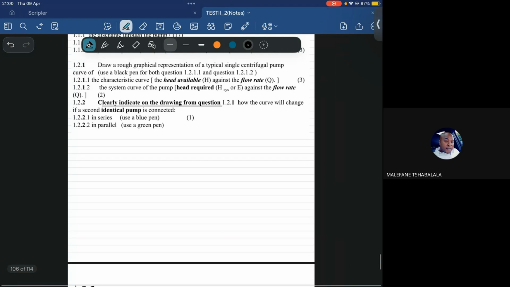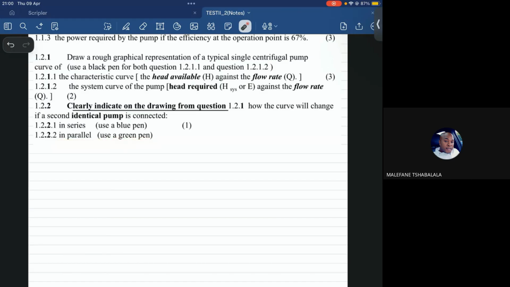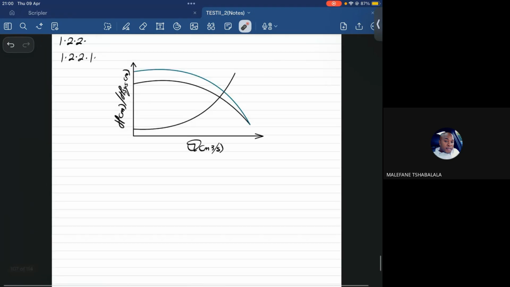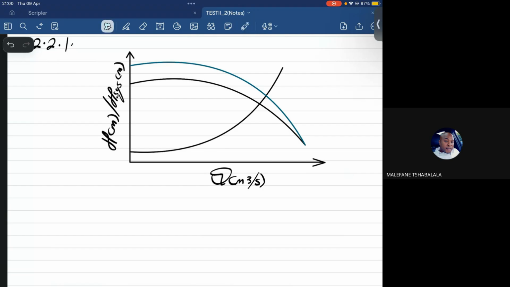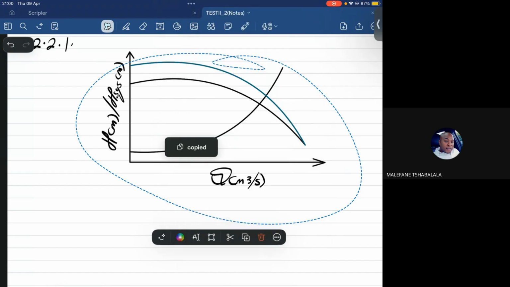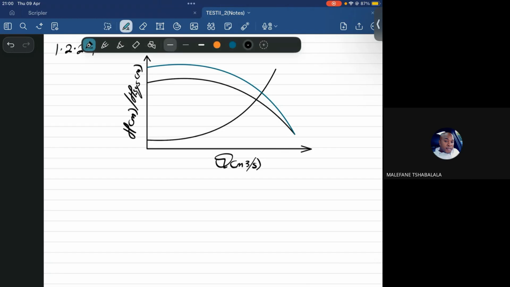And when they are connected in parallel, when two pumps are connected in parallel, we have to multiply the readings of the volumetric flow rate by 2 to get the second characteristic curve of the second pump. So our graph now will look like this. I'm lazy to draw the entire graph. Let me just copy this and paste it. I will remove the second characteristic curve.